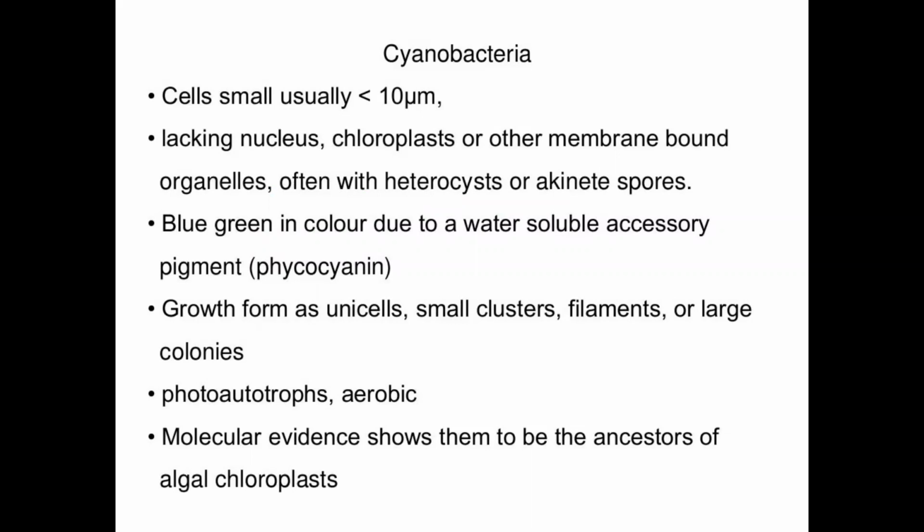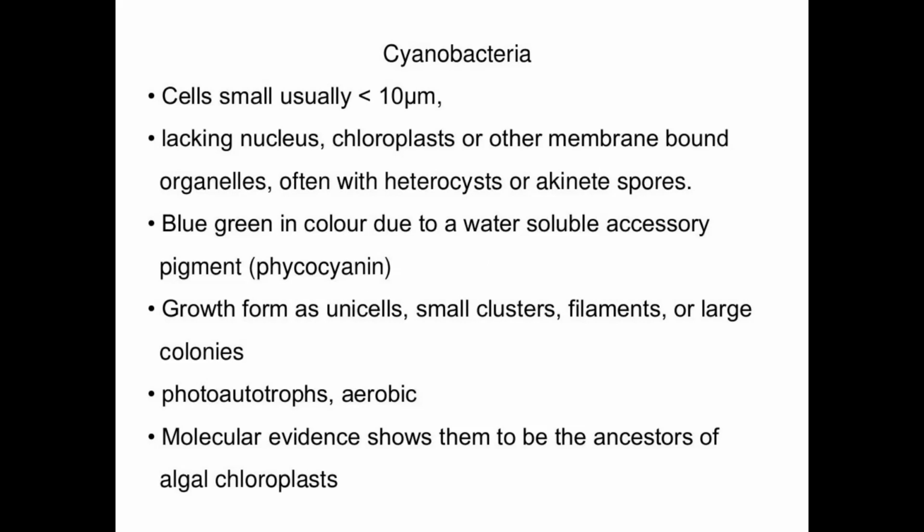So cells are small, usually less than 10 micrometers. It is the size of the cyanobacteria. They lack a nucleus because they are prokaryotes. They do not have a nucleus, chloroplasts or other membrane-bound organelles, often with heterocysts or akinete spores. As they are prokaryotes, membrane-bound organelles are not there, and they are blue-green in color due to water-soluble accessory pigments. Just now we have discussed blue-green algae.